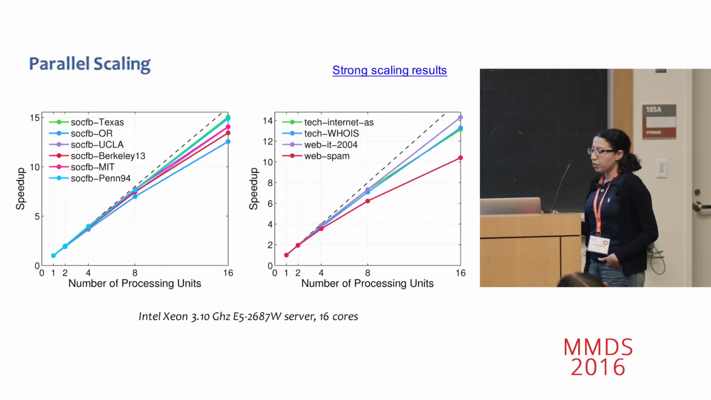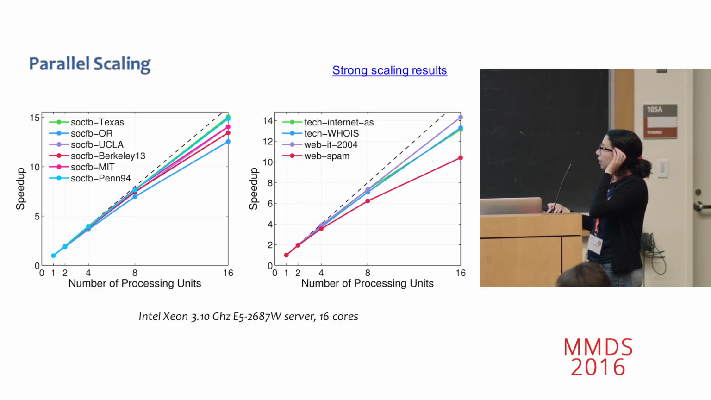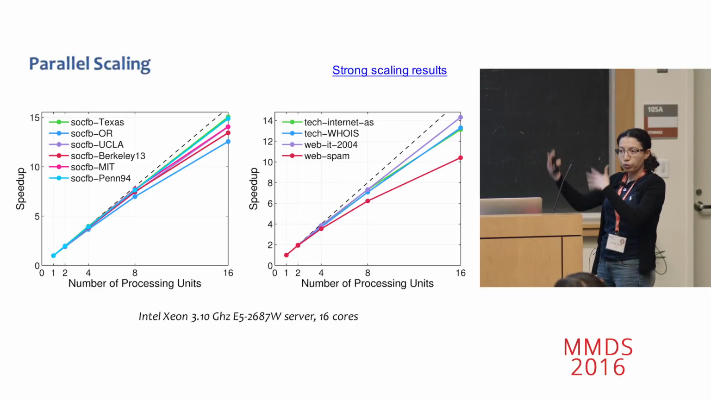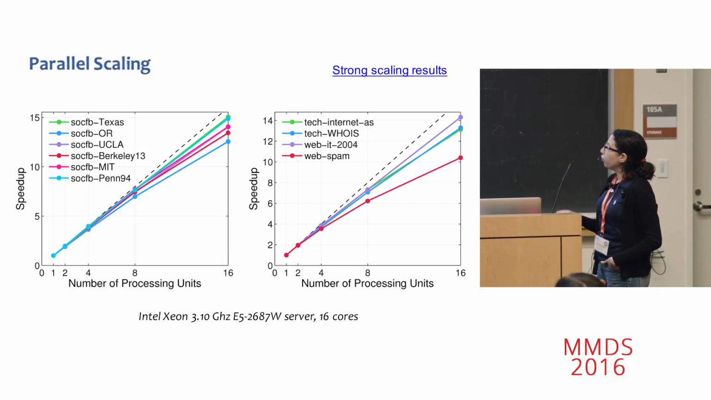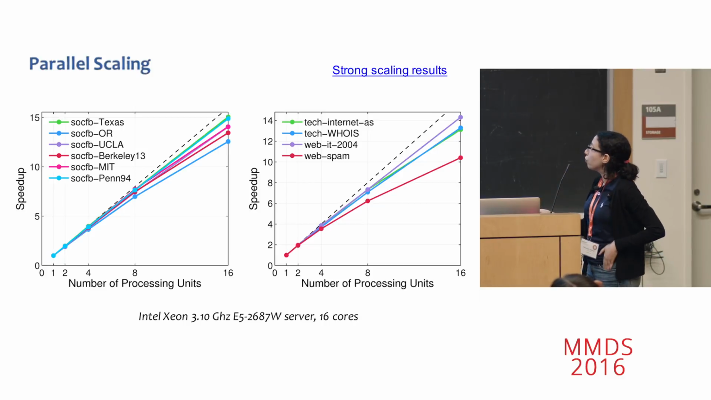Now, just briefly about the scaling results. We were able to obtain very strong scaling results, almost linear over 16 cores, and we are actually working on testing that for a larger number of cores.